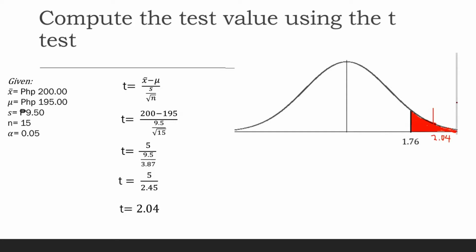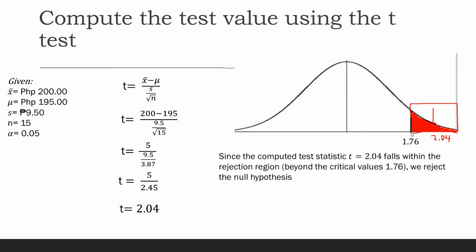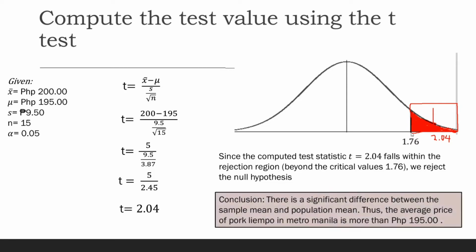Then, nasa rejection region siya. If nasa rejection region siya, then we decide to reject the null hypothesis. Since the computed test statistic t is equal to 2.04 falls within the rejection region, which is 1.76, we will reject the null hypothesis. Then to conclude, there is a significant difference between the sample mean and population mean. Thus, the average price of pork liempo in Metro Manila is more than 195 peso.